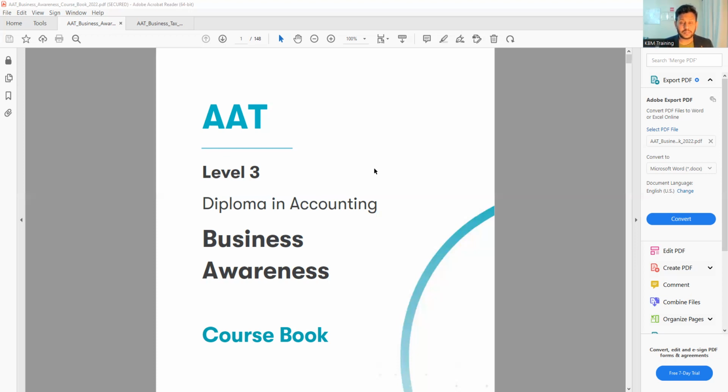For example, the business analysis. Now, the business analysis wasn't part of the level 3 before, but this is the first time they're introducing it on the level 3. When you say the business analysis, what does that mean? That means how to analyze the environment of the business. Now, of course, all of us know that the business always looks to make a profit. So the main goal or the main purpose of the business is to maximize the profit or maximize the wealth for the shareholder.